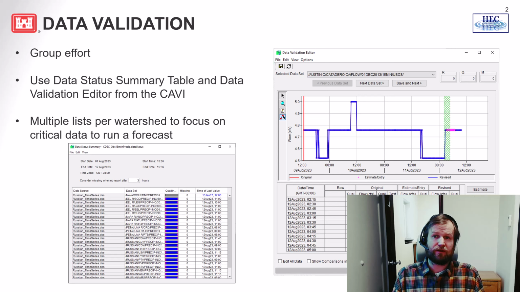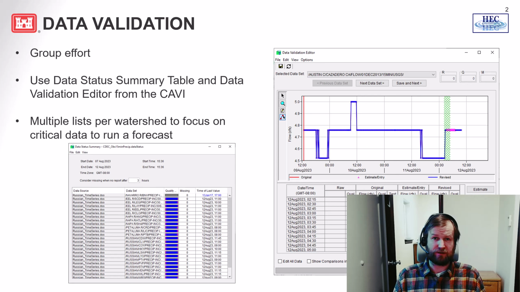The first step of the SWMS forecasting routine for the Baltimore District Water Management Office is the data validation. To be able to run a SWMS forecast, data is required. This includes inflows to the reservoirs, flows downstream, and precipitation data. Also includes reservoir elevations. This is a group effort, and it's done first thing in the morning when the water managers get to the office.